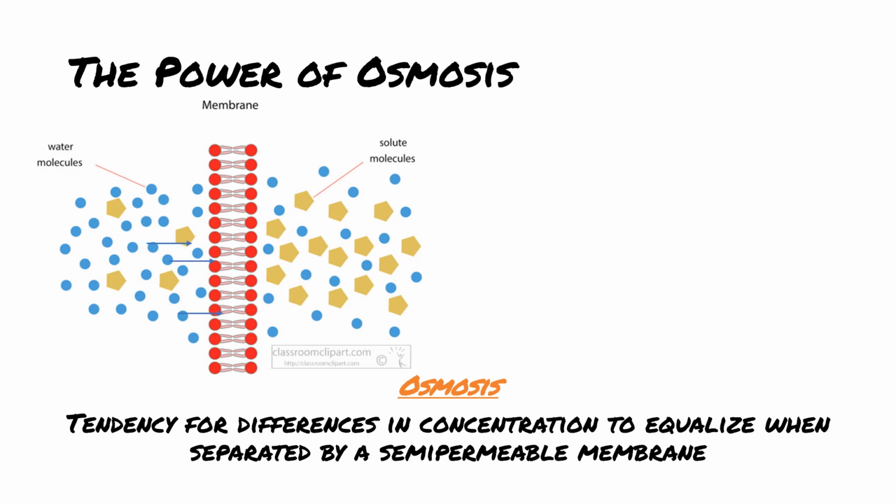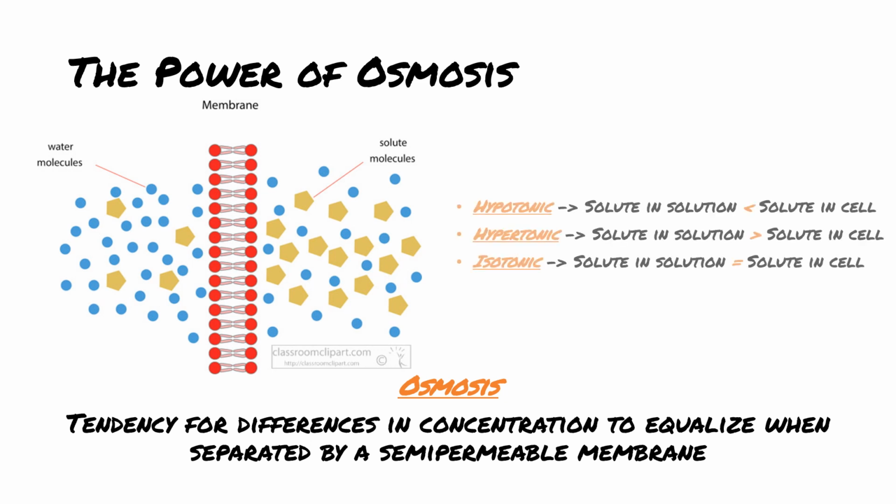If you guessed that the water will flow from left to right, then you are correct. Water will always flow from areas of low concentration to areas of high concentration. This dilutes the area of higher concentration, making it equal to the area of low concentration. Before we finish talking about osmosis, there are three terms that we should familiarize ourselves with: hypotonic, hypertonic, and isotonic. These terms refer to the relative concentrations of solute in a cell versus in its environment.